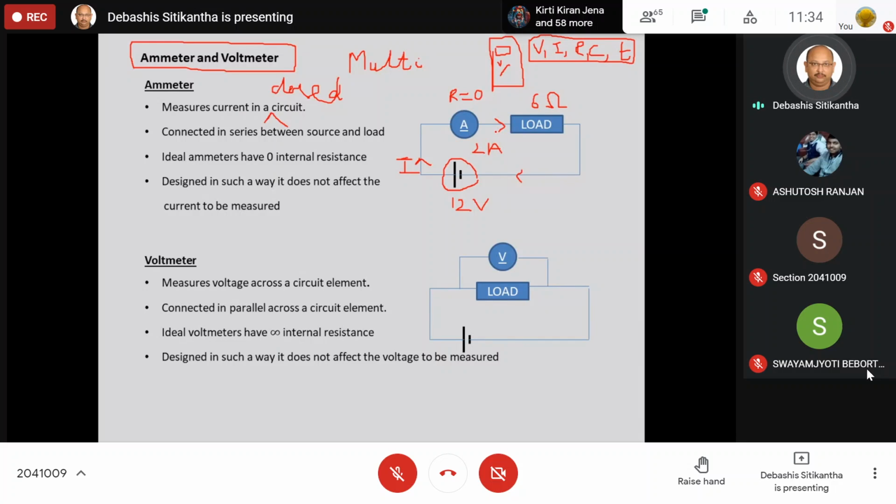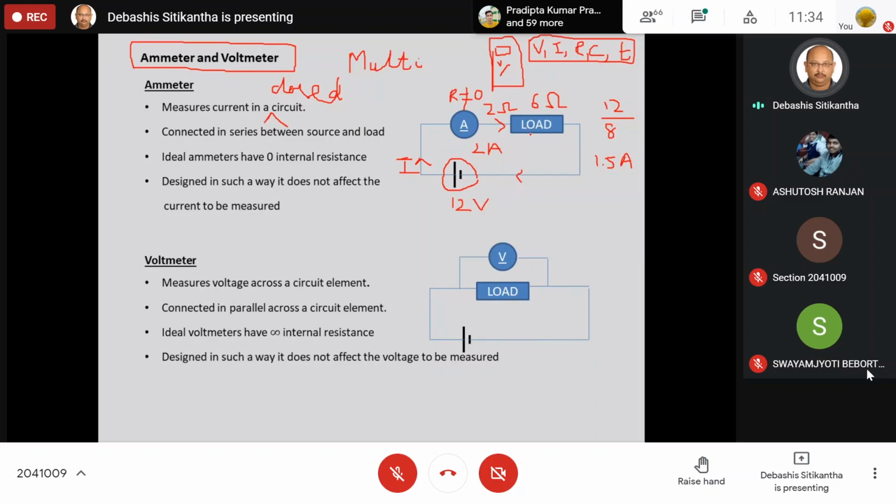Now imagine if this resistance is not equal to 0 and this ammeter has, let us say, a resistance of 2 ohms. If this is the case, then obviously this 2 ohms and this 6 ohms are in series, and therefore the current is going to be reduced. So the current is going to be 12 by 8 and your ammeter is going to give you 1.5 amps, which is the wrong answer, or which is the wrong current. Why?